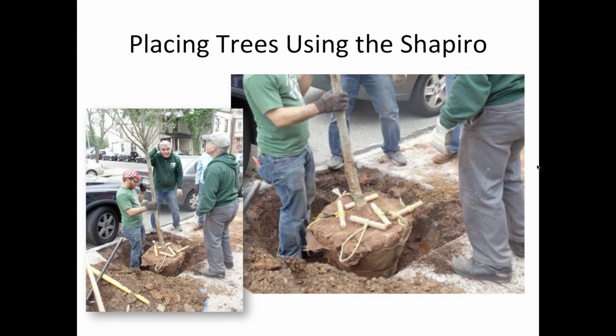The other thing that we'll use the handles for is sometimes when the tree goes into the pit, the bottom of the root ball might not be flat or angled, and the tree is leaning. And so we can just use one handle at a time to lift the tree and shim it to get the trunk perpendicular by putting some soil or sometimes a small rock under the edge of the root ball, and then we're ready to backfill the hole.